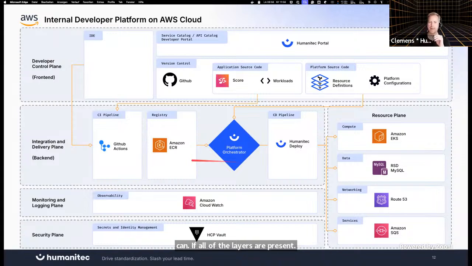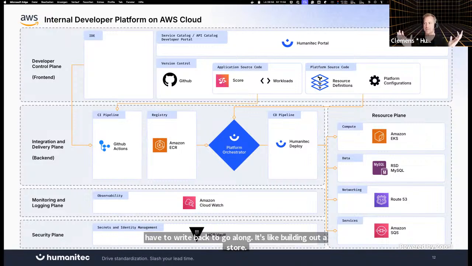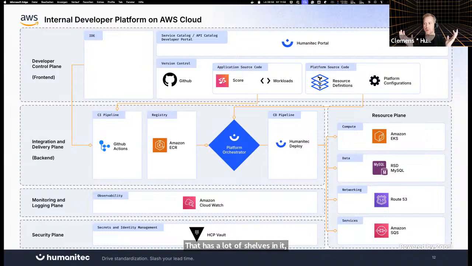If you have the right backend, where you have a lot of capabilities, then it's great to have a front end on top, which exposes those capabilities in a nice uniform way. But if you are just having the front end, like a Backstage portal, for example, and you do not have the right backend capabilities to go along, it's like building out a store that has a lot of shelves in it, but they are empty. It's not a great shopping experience if you can't buy products, right?